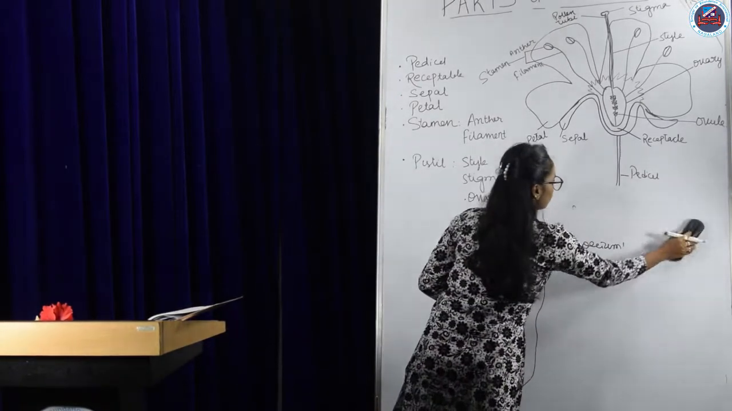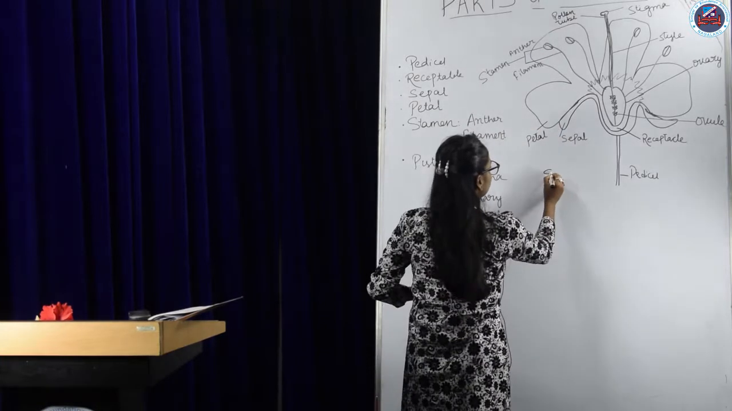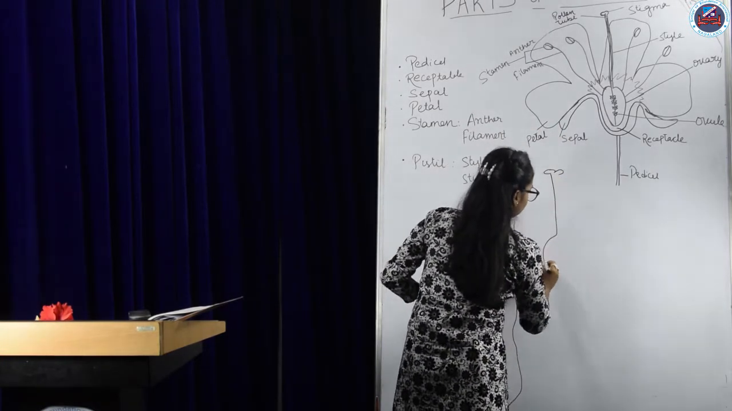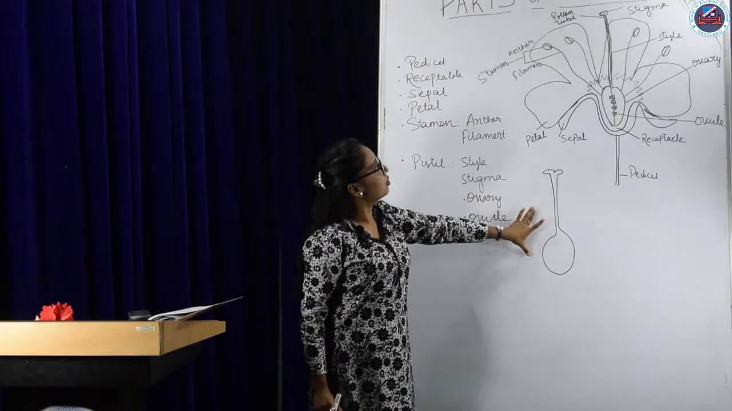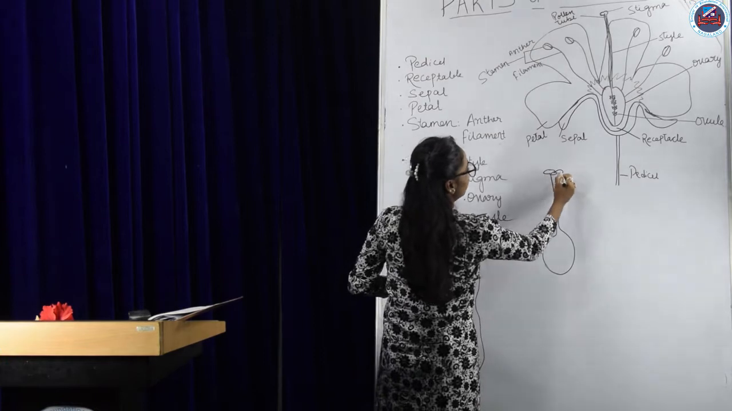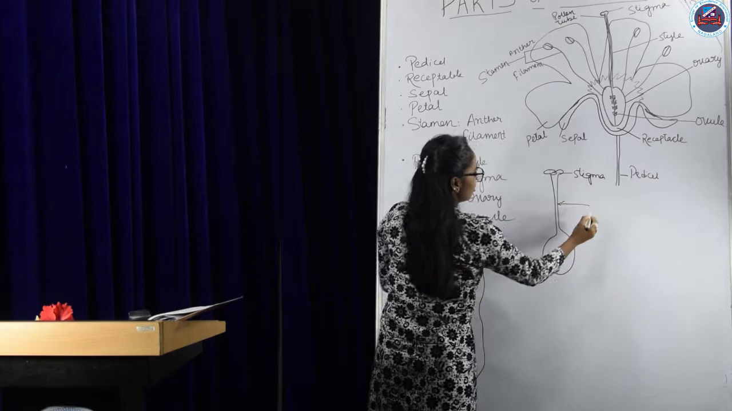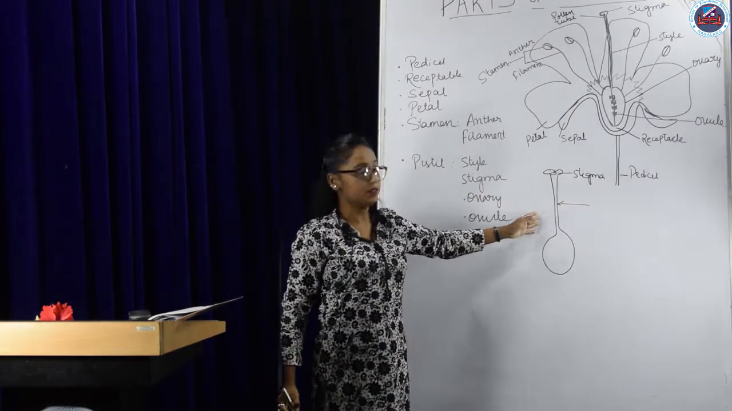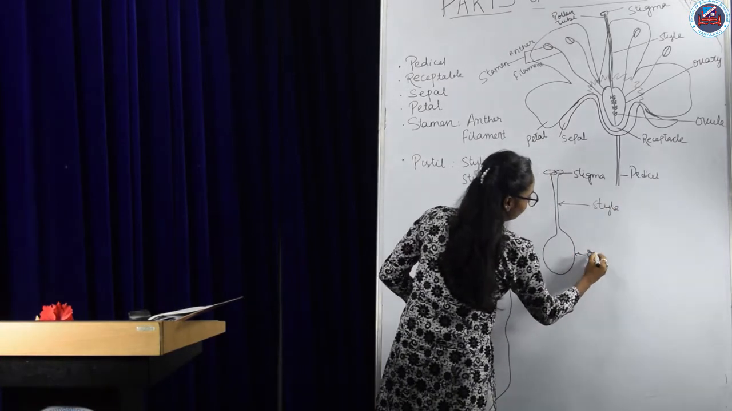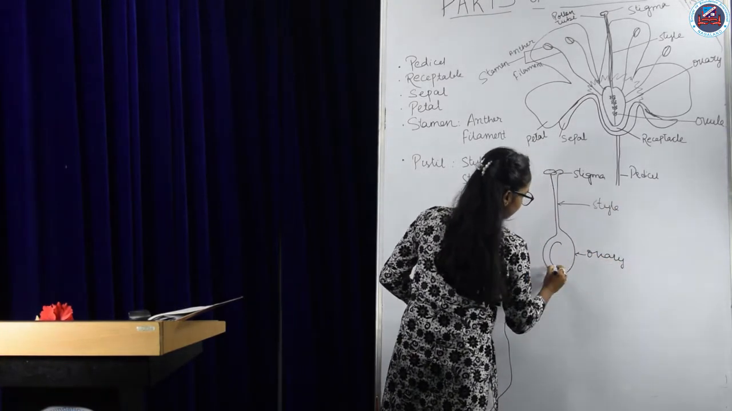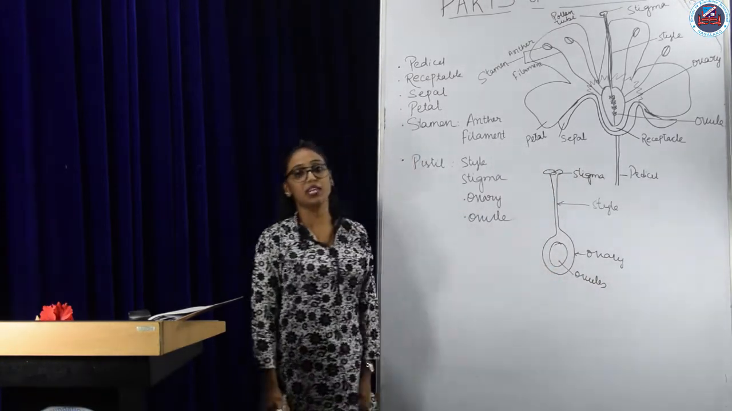If I have to draw this part, see this, this is the female part of the flower. Here, this part is called the stigma. This long cylindrical stalk is called the style. Then we have the ovary, and inside this we have the ovules, which contain the female gametes.